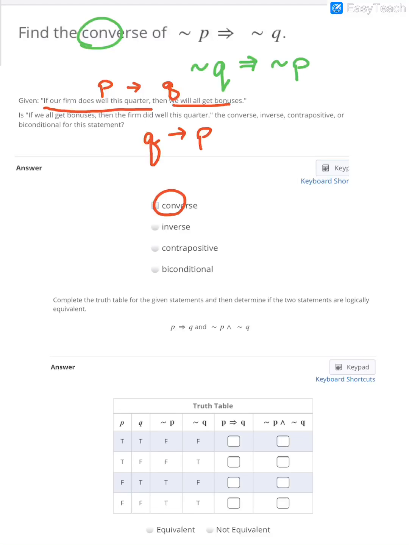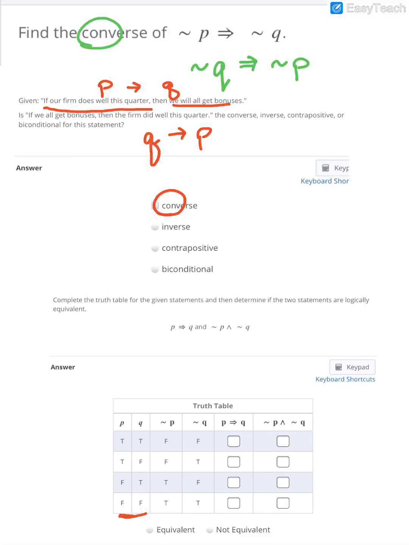Now, sometimes they may ask you to look at a truth table for some given statements to see if they're logically equivalent. So notice we're looking at two statements, P and Q, and so here are their starting values in our truth table already set up.